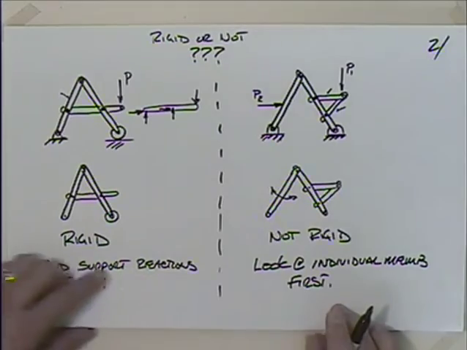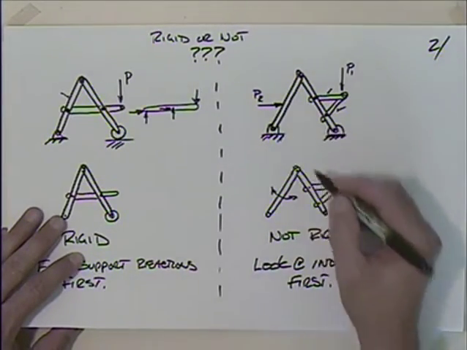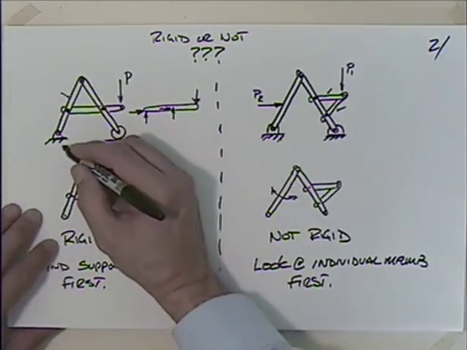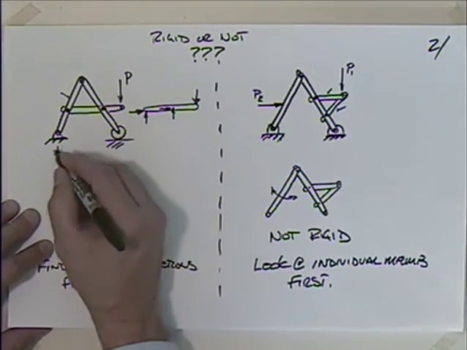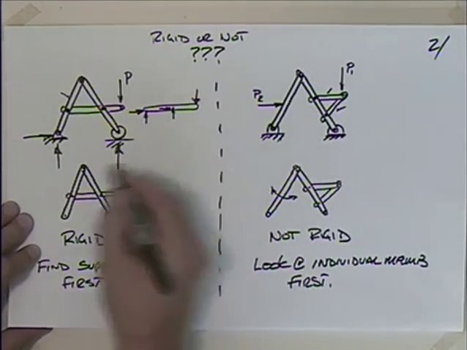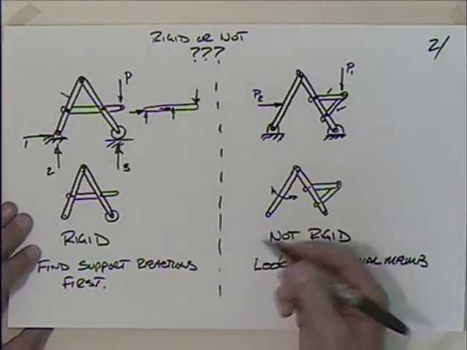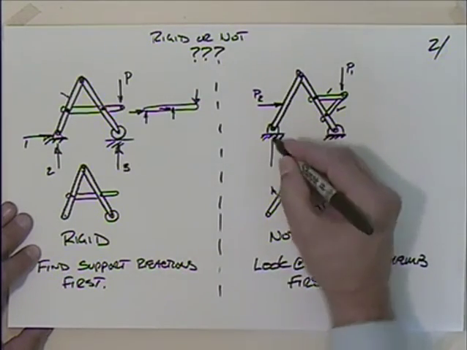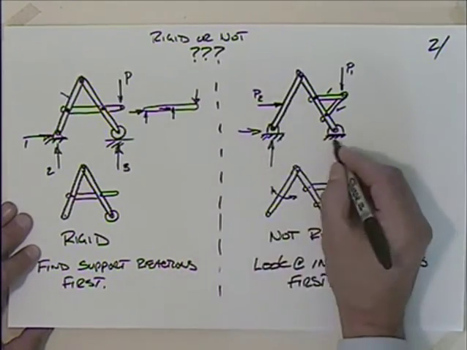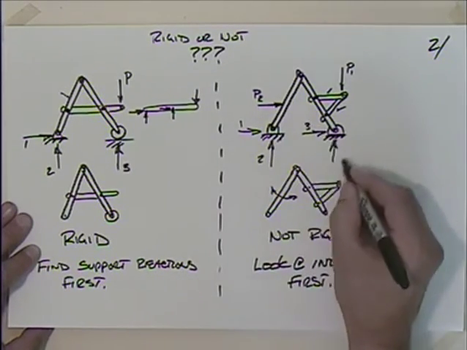And one of the reasons for that is oftentimes a non-rigid one has a statically indeterminate set of support reactions. For instance, if I were to go back and look at this rigid one, I've got a pin connection, so I'll probably have a couple of forces here, and then I have a roller. So I have 1, 2, 3 unknown reactions, statically determinate. But over here I have a pin connection, so a couple of forces, and I have a pin connection, so a couple of forces. I have 1, 2, 3, 4.